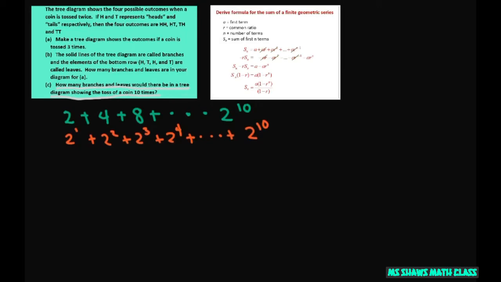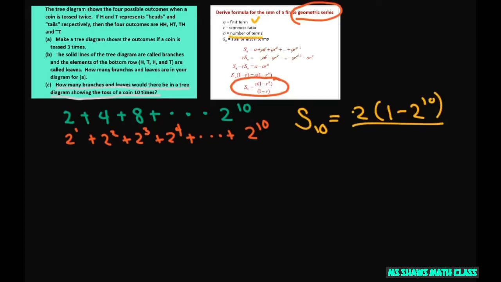Now, you could take your calculator and calculate all that, but since this is a geometric series, we can use this formula here and plug it in the formula for the sum of the 10 times. So, your first term is 2. That's your A. 1 minus your common ratio. Your common ratio is 2 because you keep multiplying by 2. And then the number of terms is 10. And then you fill in the bottom, which is 1 minus 2.